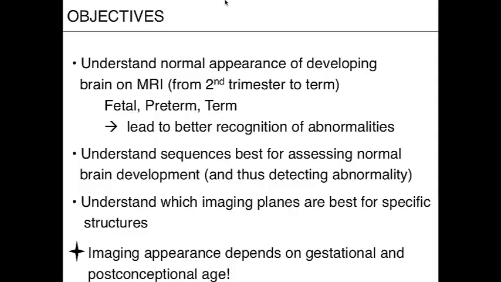Okay, so the goals of this lecture will be that hopefully by the end you'll have a better understanding of the normal appearance of the developing brain, both in the fetal brain and then in the neonatal brain, both preterm and term. And it's important to realize that being able to understand the normal appearance of the developing brain really allows for better detection of abnormalities. And hopefully understand better the sequences for assessing normal brain development and thus detecting an abnormality. And I'll briefly also go over which imaging planes are best for specific structures.